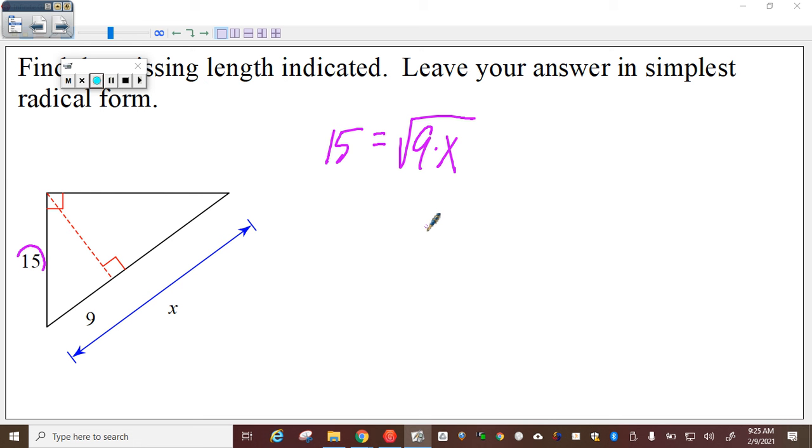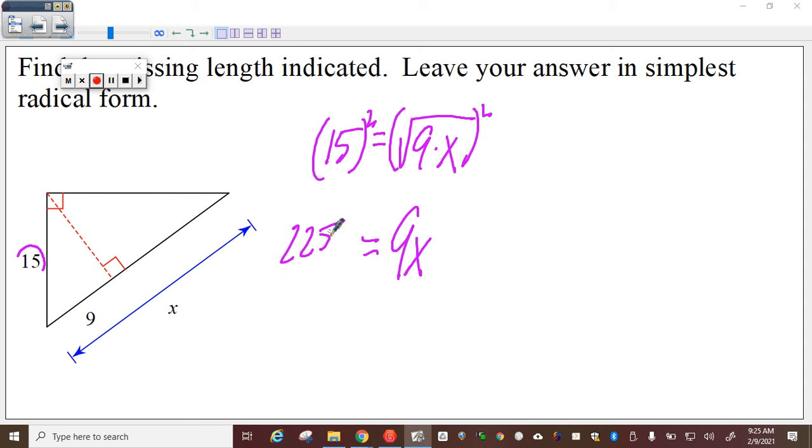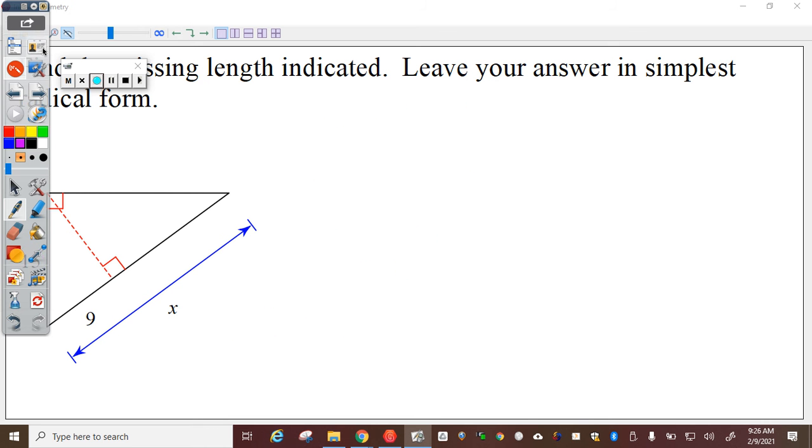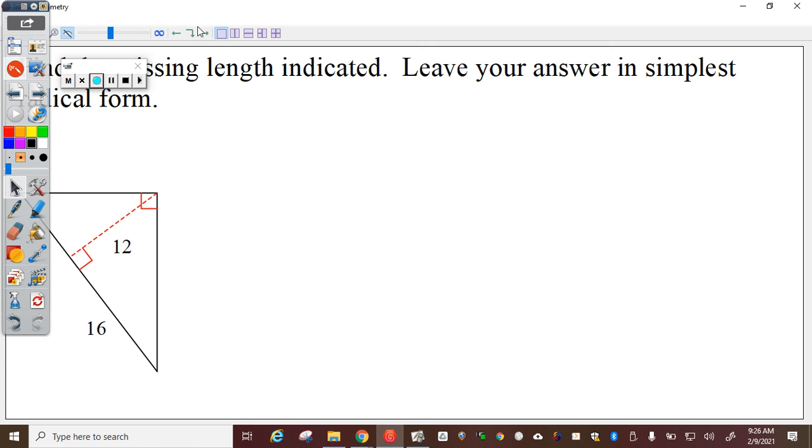Okay, so what do I do now? I don't square root, I square. Square both sides. So I'm going to square this side, and I'm going to square this side. So now I have 9x by itself equals 225. And so therefore, I get x equals 25. All right? You guys do this one.